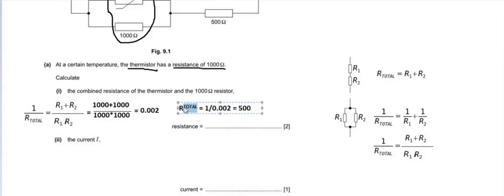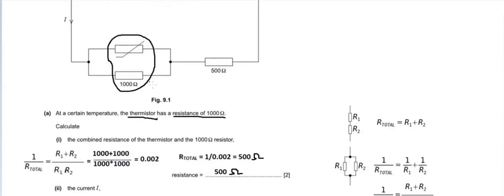Okay. So here you can say the R total is 1 divided by 0.002, because this is a reciprocal. 1 by R total is this. So R total is 1 divided by 0.002, that is 500 ohm. So this one is the value of the combination of the resistor of 1000 ohm and the thermistor of 1000 ohm, that is nothing but 500 ohm. So I hope you understood this. We have just done the calculation using this parallel combination, because this is in the parallel combination.